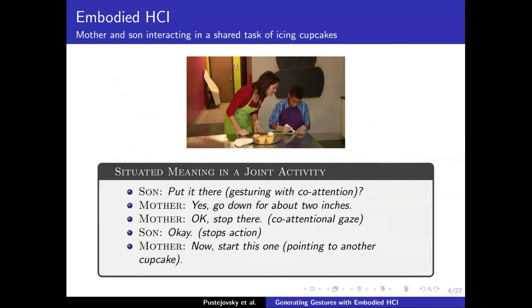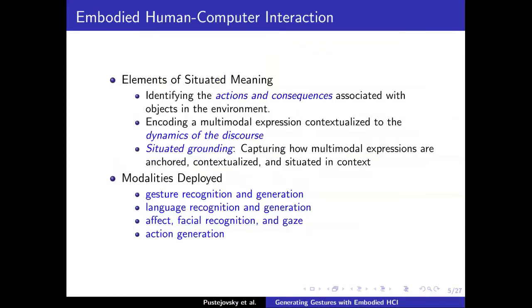co-attention, gesture, and language. What this involves is the ability to identify the actions and consequences associated with the objects in the environment, the encoding of how these different multimodal expressions are contextualized given the dynamics of a dialogue. And then finally, the situated grounding of these expressions, how we capture expressions which have multiple modalities, how are they anchored, contextualized, and then finally grounded and situated in our context.